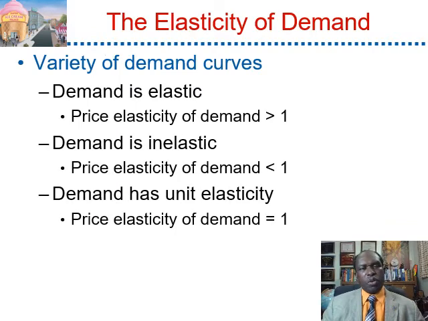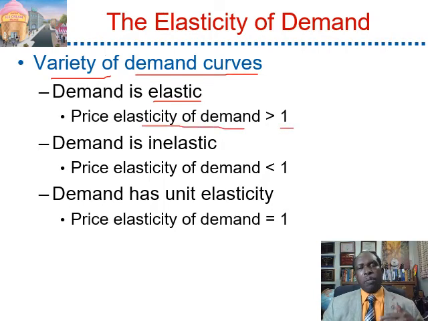With respect to the variety of demand curves, demand is elastic when the price elasticity of demand is greater than 1, meaning that the percentage change in the quantity is greater than the percentage change of the price. Whenever the percentage change in the quantity is greater than the percentage change in the price, then demand will be elastic. For instance, if the price decreases by 15% and quantity demanded increases by 25%, then the demand for that good would be elastic.